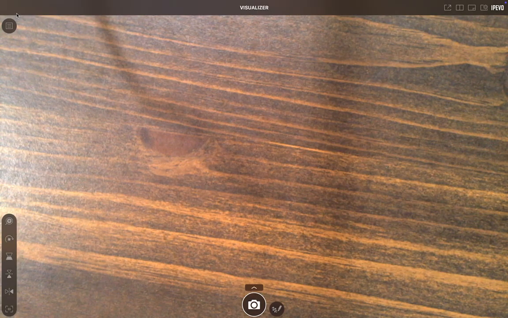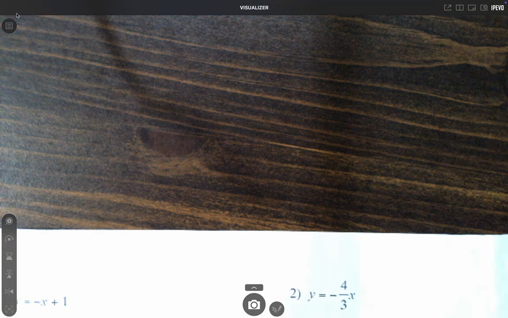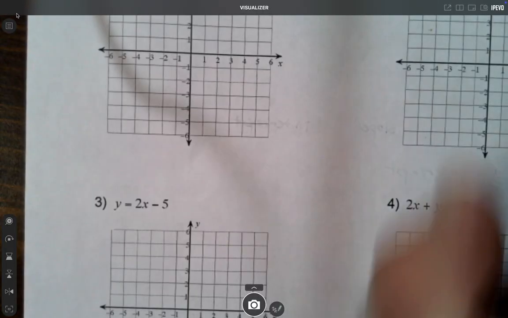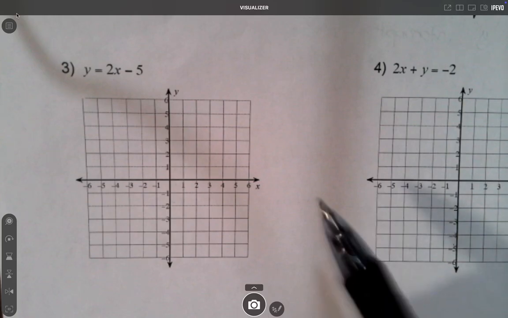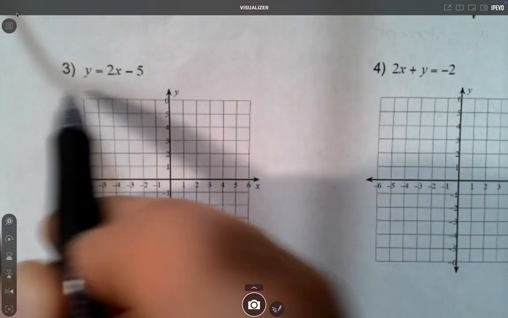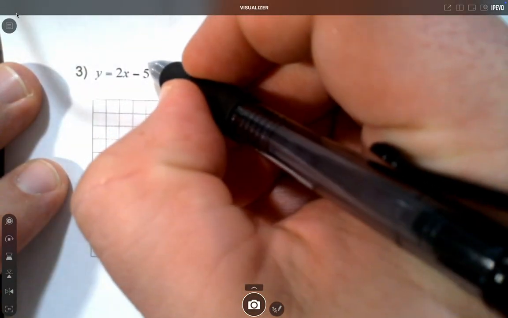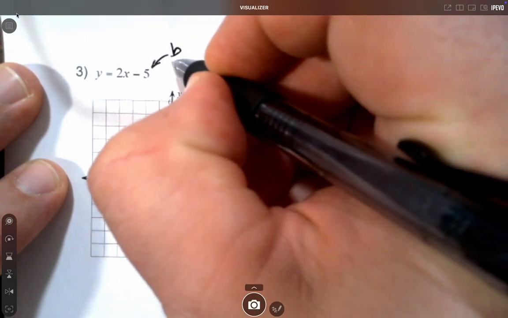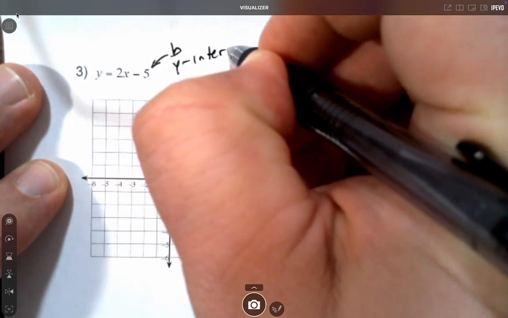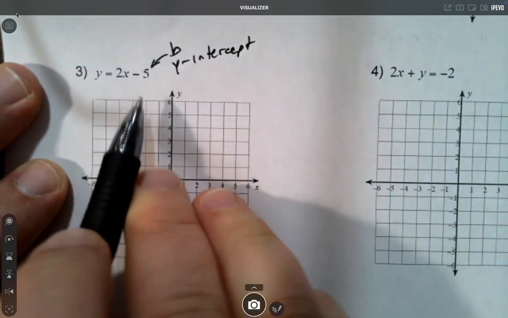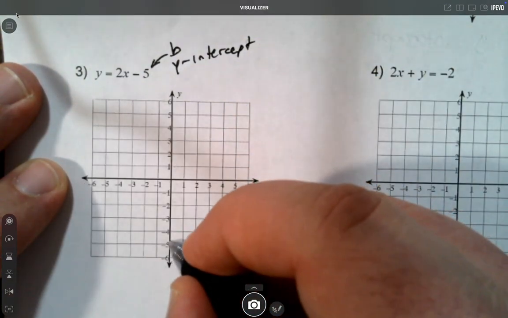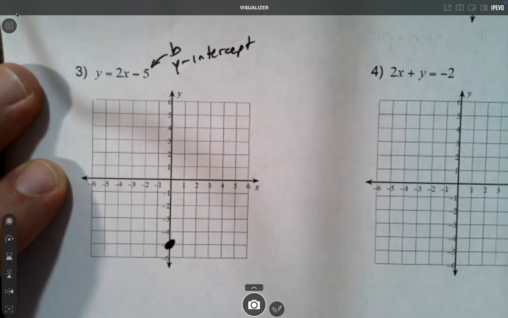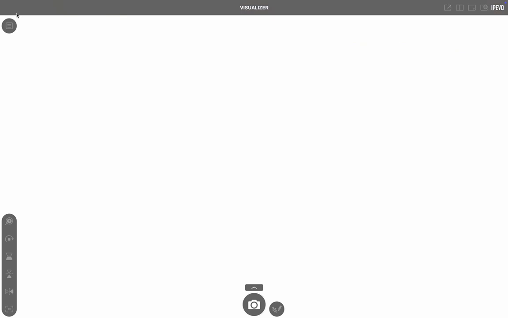So I'm just going to do one or two on the back, not all of these. Let's look at number 3. As we look at this, it's already in slope-intercept form, and -5 is the y-intercept. They use b to represent the y-intercept. So that's telling us one point we can use on this graph is -5 on the y-axis. So that gives us a starting point for the graph.